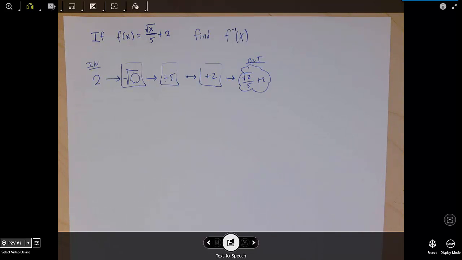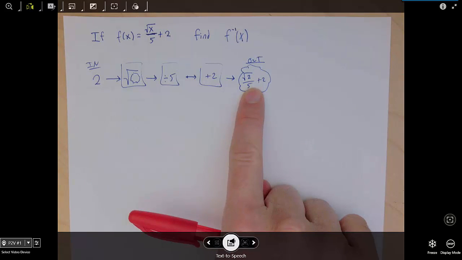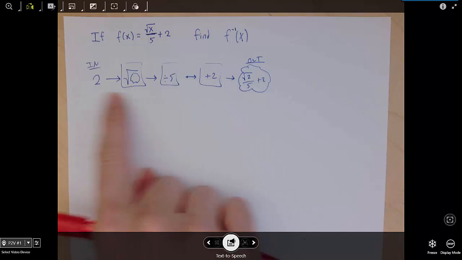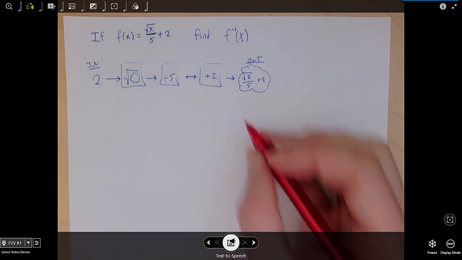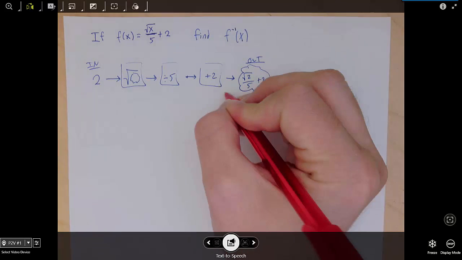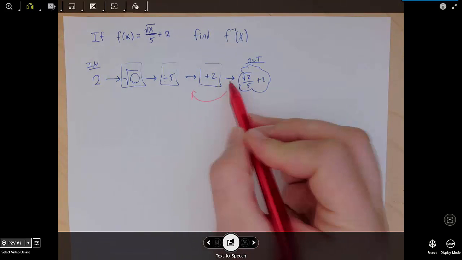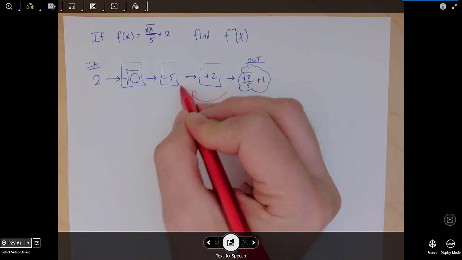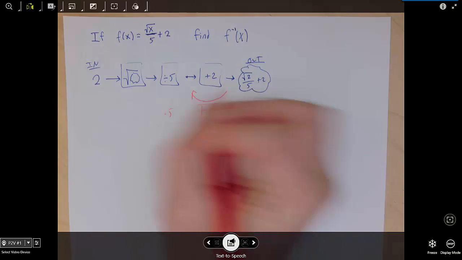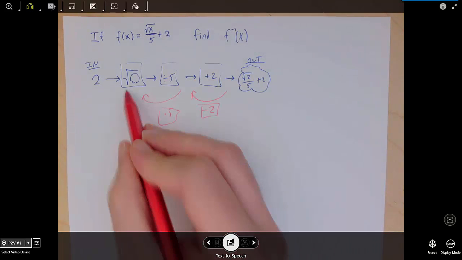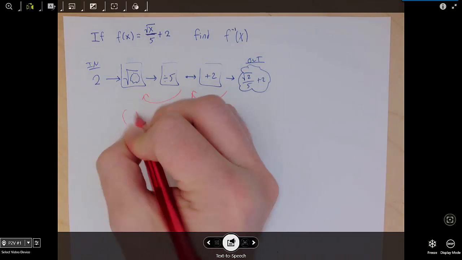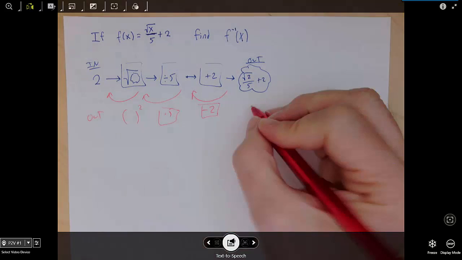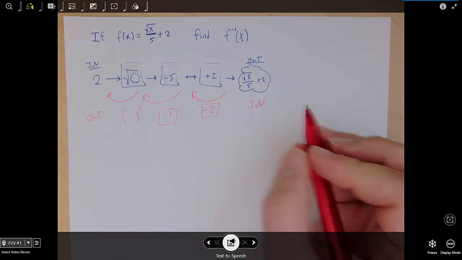Okay, so what happens if I want to undo all of those steps? All I have to do is go backwards. I do the steps in opposite order, and I undo each one. So I could start with some output, and here, instead of adding 2, if I'm going to undo adding 2, I've got to subtract 2. And then if I'm going to undo dividing by 5, I'm going to multiply by 5. And then if I'm going to undo square rooting, I've got to square it. And so that's going to give me an output that should undo whatever the input is here.